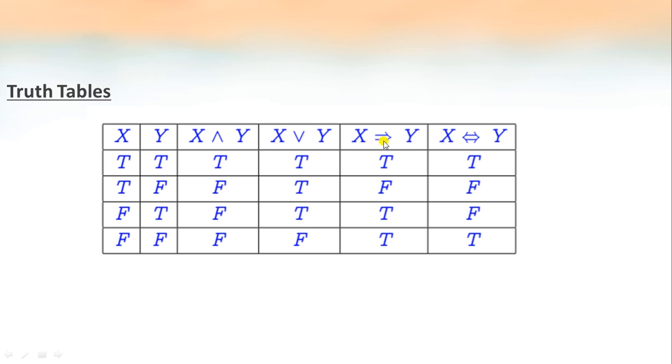And implication, x implies y. If x, then y. So if x is true, y should also be true. Here y is true, hence the implication will result in a true value. Here x is true, so y should also be true, but y is false, which results in a false value for x implies y. And here x is false, so y can either be true or false.